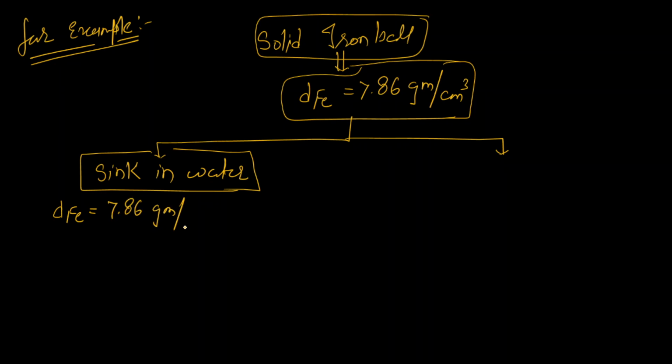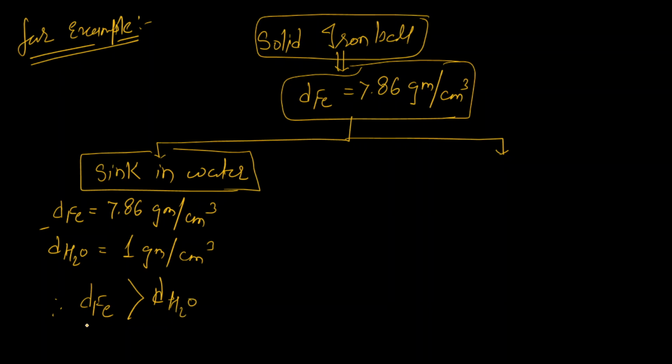7.86 gram per centimeter cube. And what is the density of water? H2O, you know that already. 1 gram per centimeter cube. So here, because density of iron is more, D Fe is more than D H2O. That means what? The iron is going to settle down, or we can say sink into the water. So the iron ball gets sink.